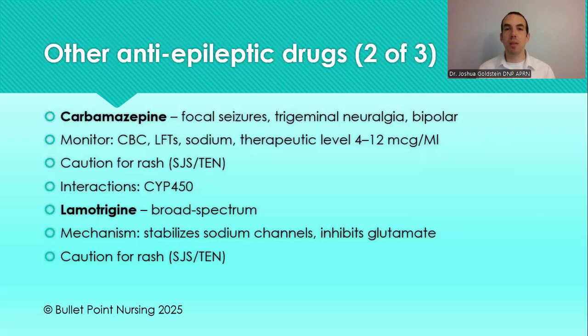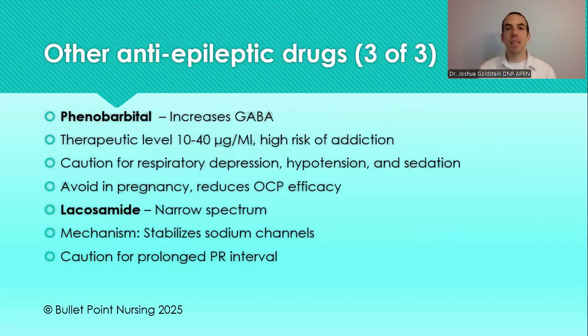So if the patient is a female childbearing age, especially if they're still planning or trying to become pregnant, we're almost always going to go to one of those two, levetiracetam or lamotrigine, as our go-to drug for their first-line seizure management. This does have the same issue with the caution for a rash with Stevens-Johnson syndrome or toxic epidermal necrolysis. Last two we have are phenobarbital and lacosamide.